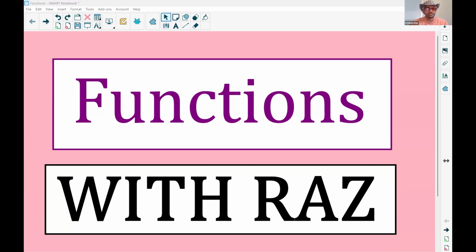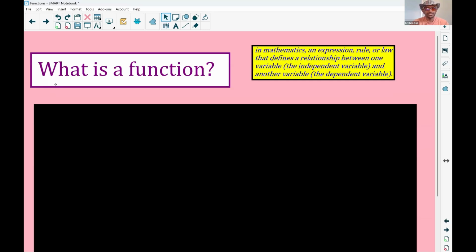Hey guys, Raz here, and today we'll be looking at functions. So, what is a function? Let's have a look. Let's explain it as easily as possible.